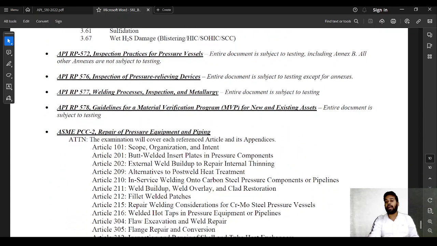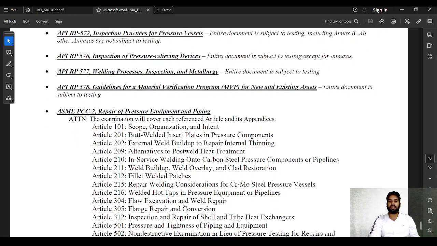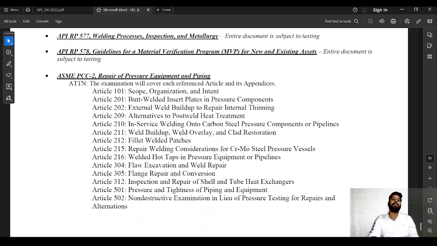API 572, the entire document is subjected to testing because this is a practice of pressure vessel inspection. So 510 is the guidelines that are given, and 572 is elaborating on how to do this inspection. 576, the entire document is subjected to testing except for annexes. 577, the entire document is needed. 578, the entire document is needed.